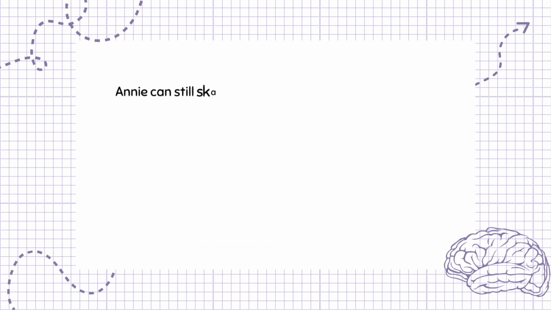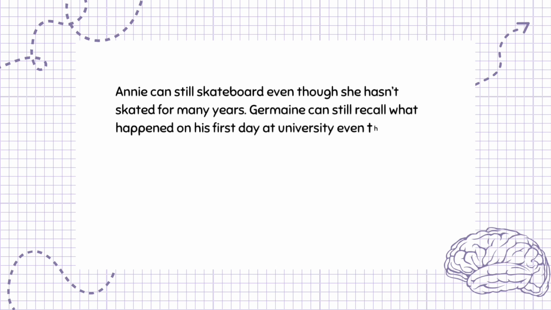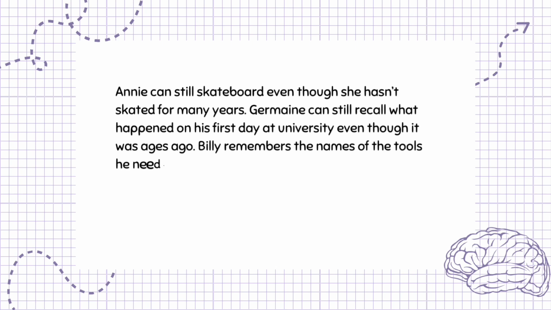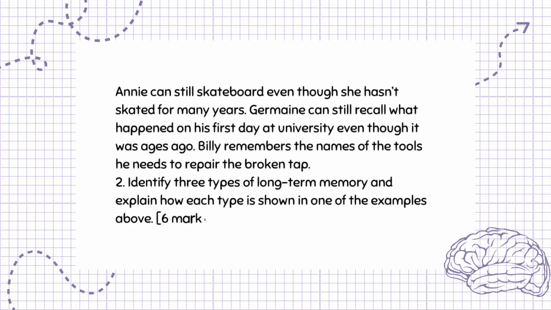Annie can still skateboard even though she hasn't skated for many years. Jermaine can still recall what happened on his first day at university even though it was ages ago. Billy remembers the names of the tools he needs to repair the broken tap. Question 2. Identify 3 types of long-term memory and explain how each type is shown in one of the examples above. 6 marks.